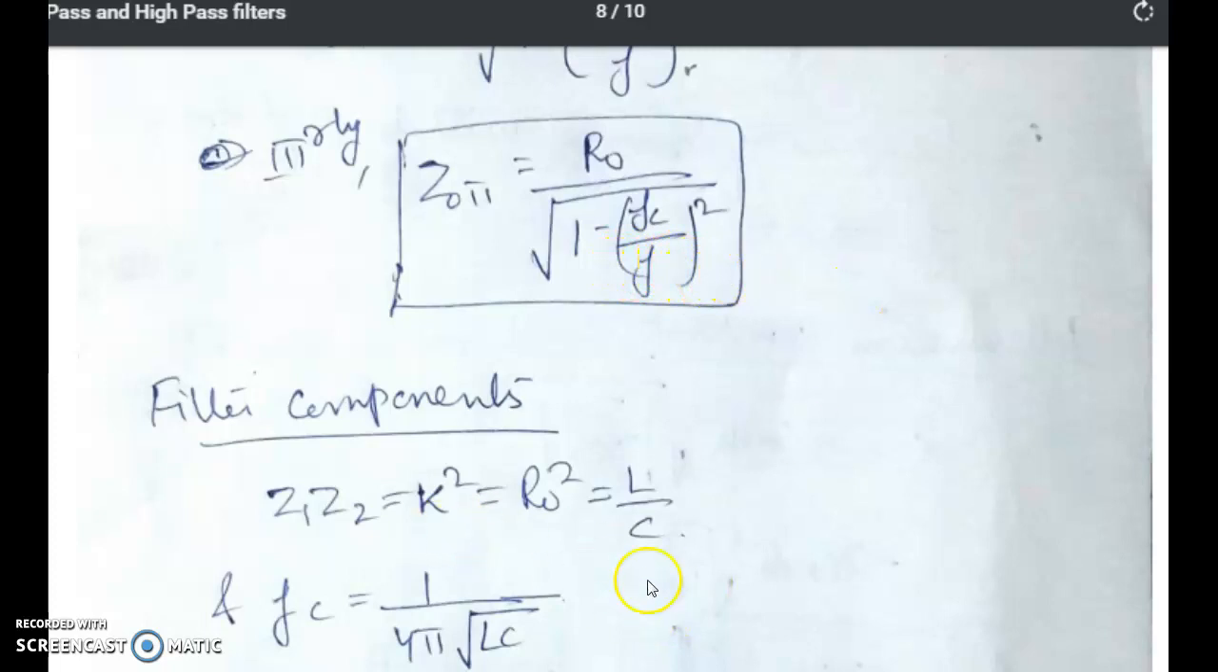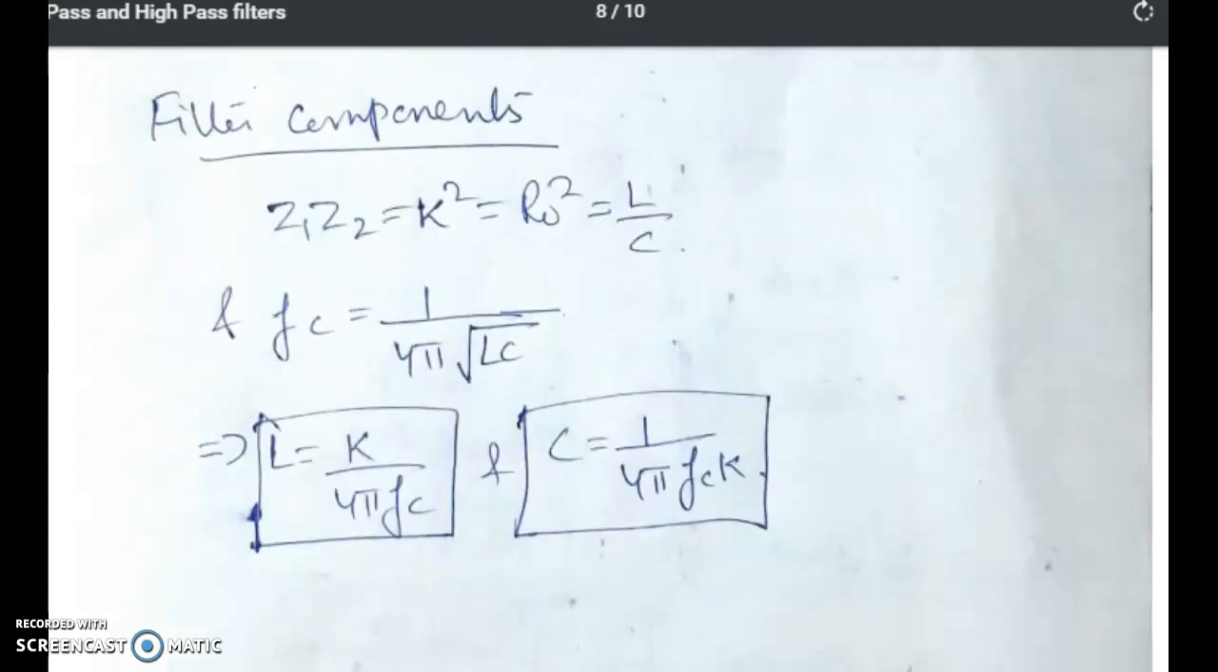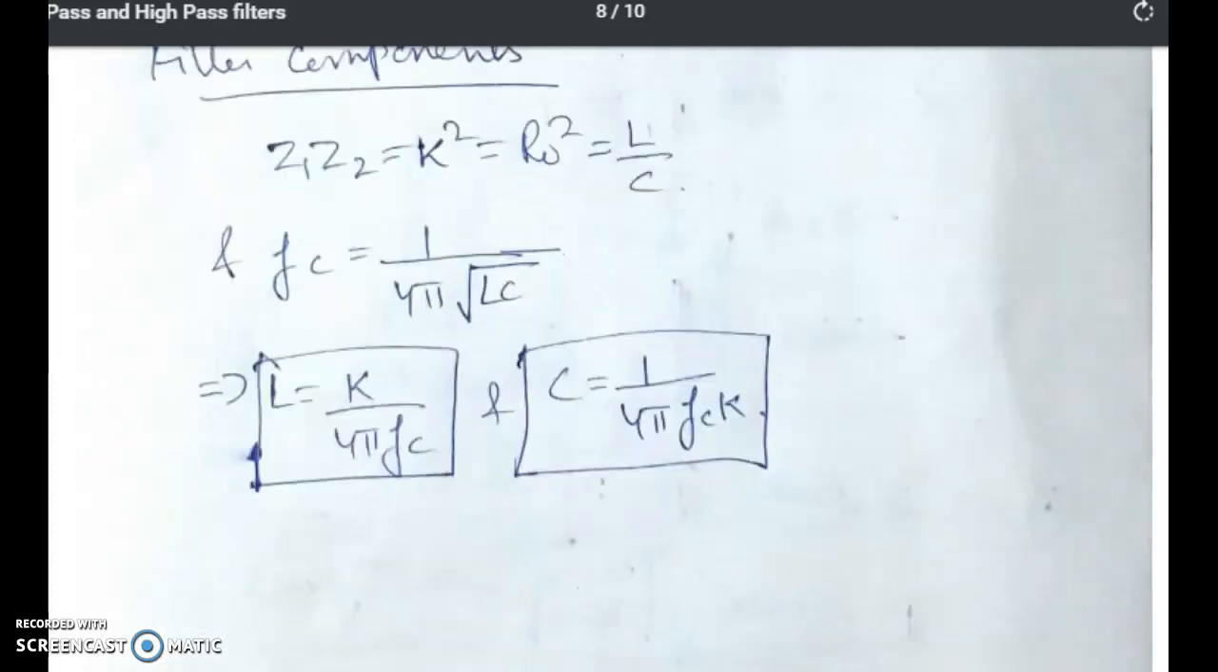Filter components, to find out the filter components, again two conditions are there. Z1, Z2 is equal to k square, which is equal to L by c, and cutoff frequency is equal to 1 upon 4 pi under root LC. When we solve these two equations, we get that inductance L is equal to k upon 4 pi fc and capacitance C is equal to 1 upon 4 pi fck.